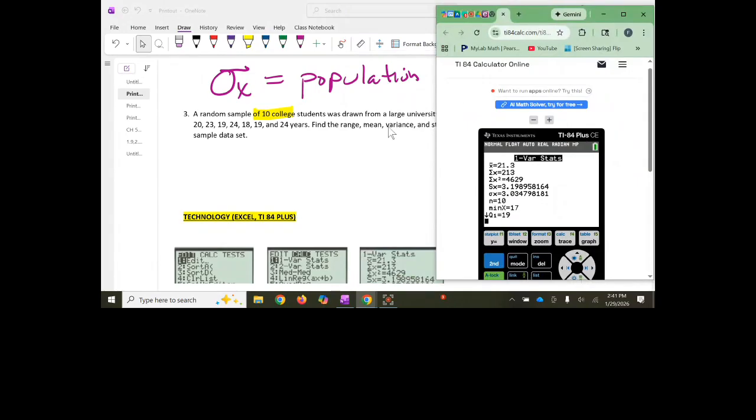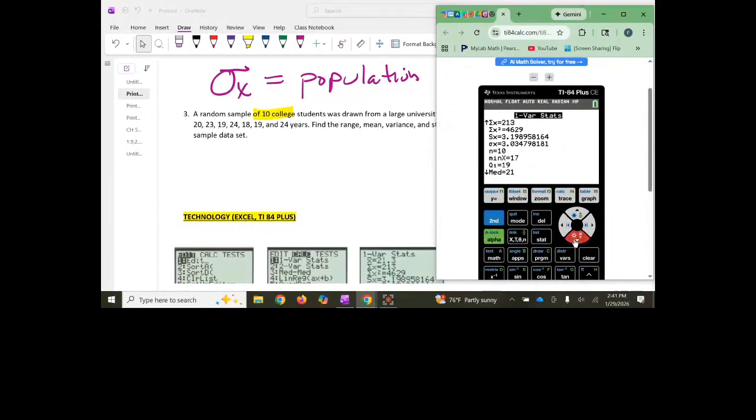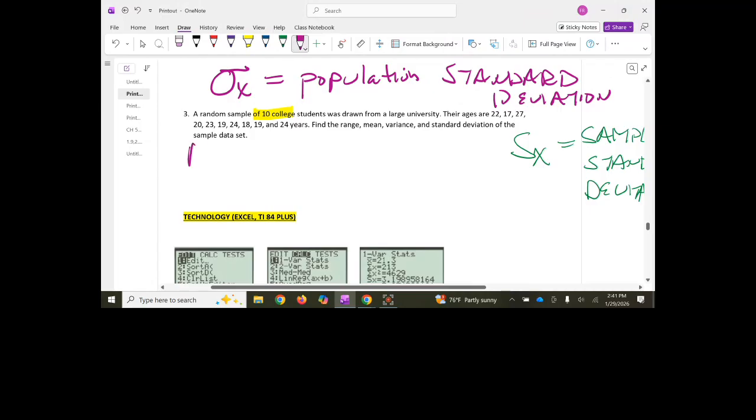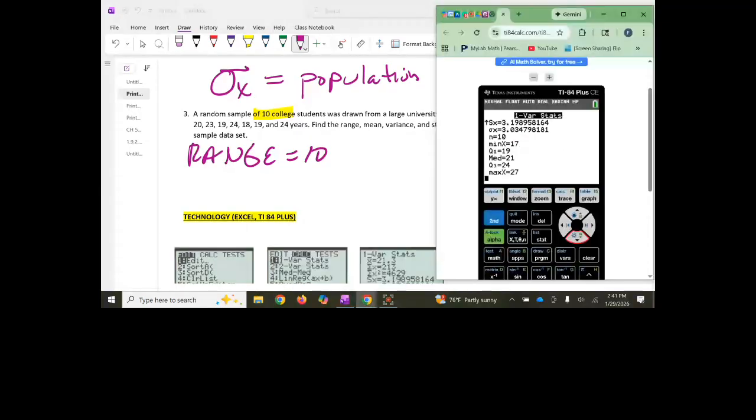The first thing it's asking for is the range. I know we can do that easy breezy cover girl. Do you see right here where it says minimum? That's the smallest number in my list. If I keep scrolling down, there's the maximum, the biggest number in my list. What do y'all think the range would be? If the biggest number was 27 and the smallest was 17, it's got to be 10, right? Very good, y'all. The range is 10.